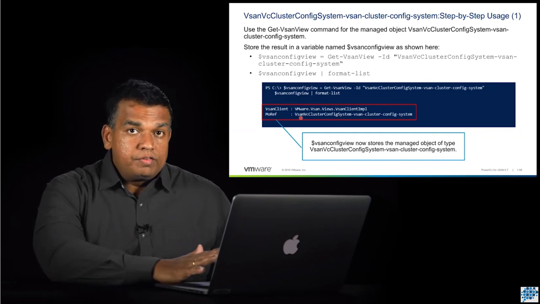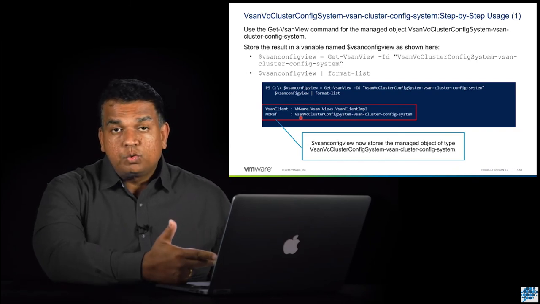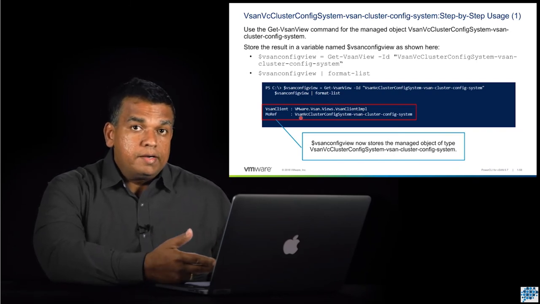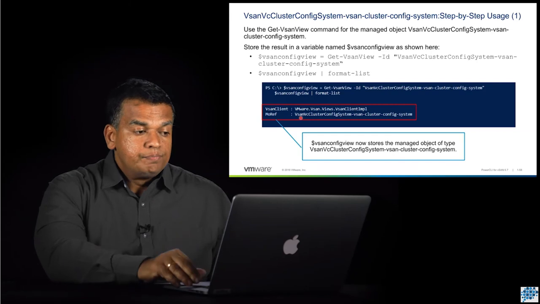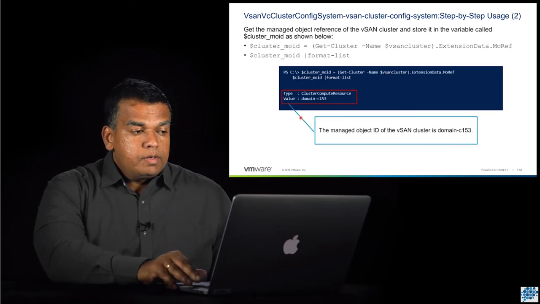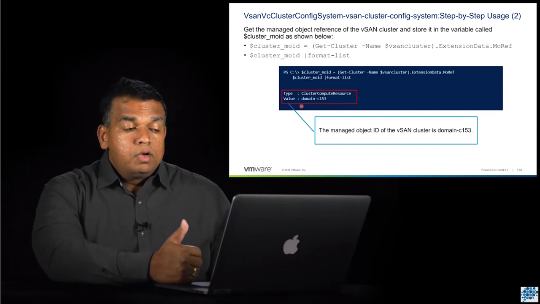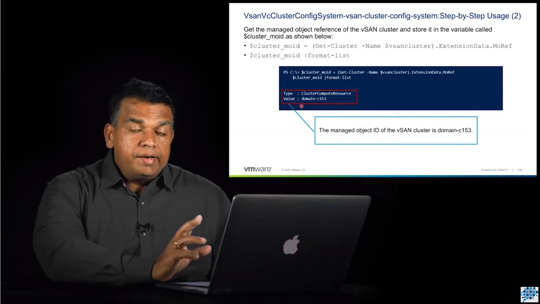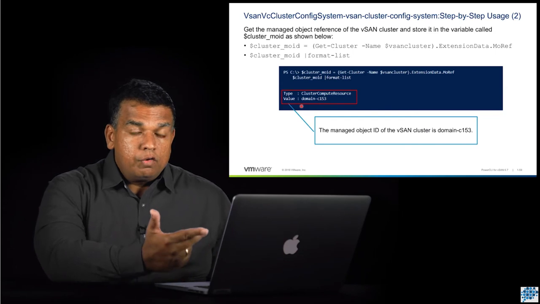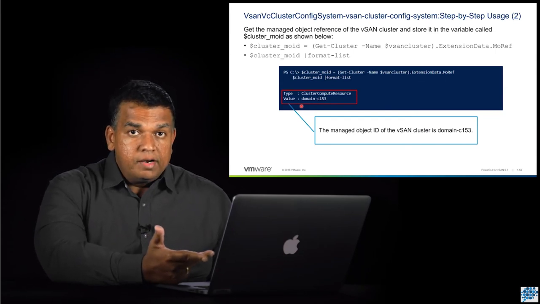So let's make a note of that there. That's going to be our first step. There are a few other steps to come before we can actually get to the information we need. So in the next step, we are going to try to find the managed object ID of the vSAN cluster. So this is relatively simple.